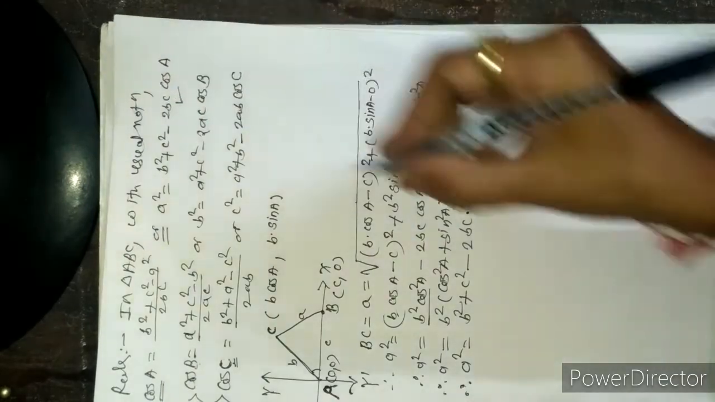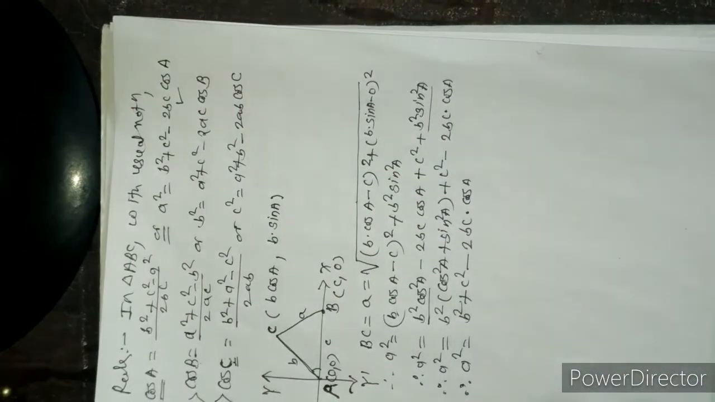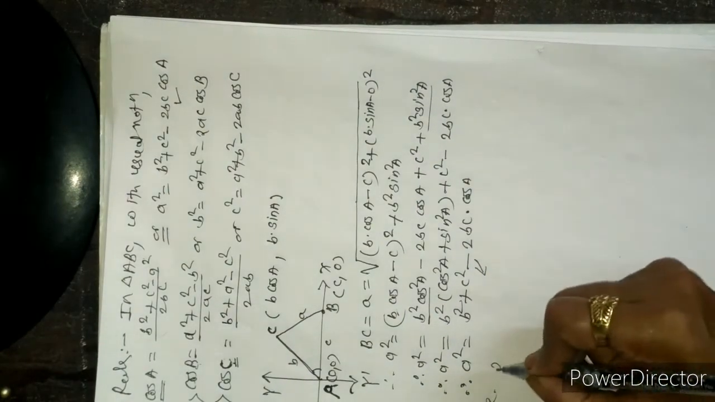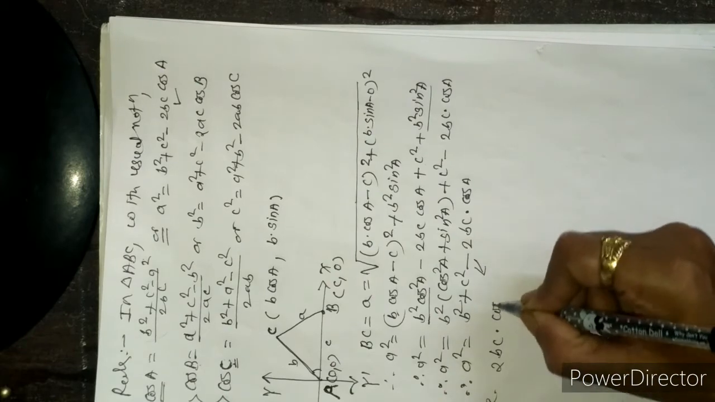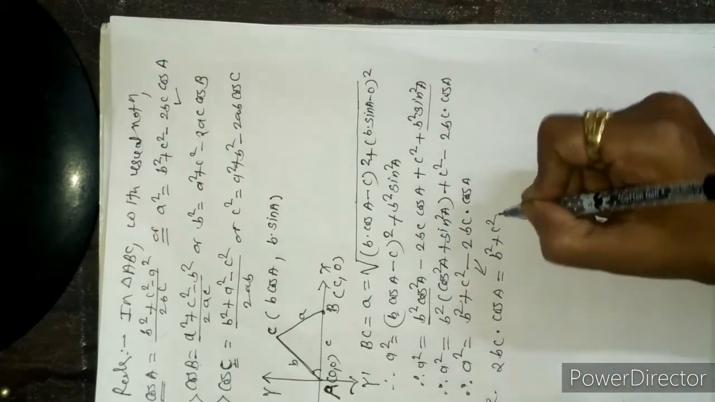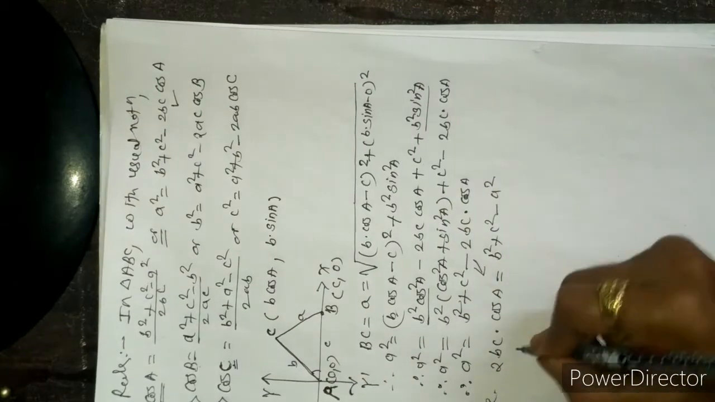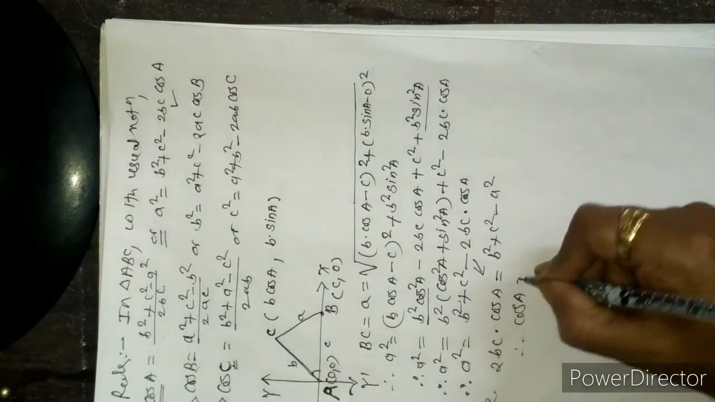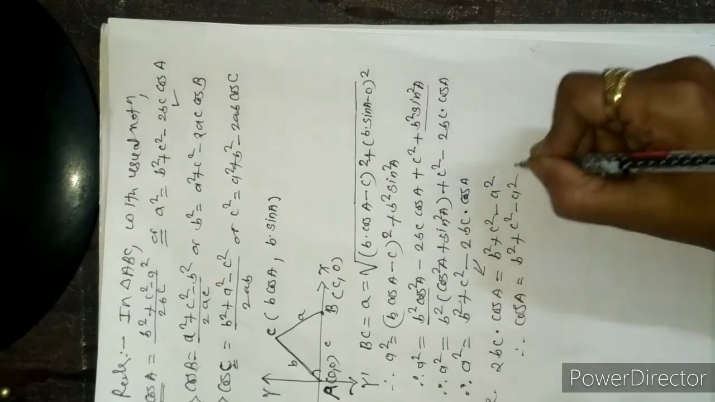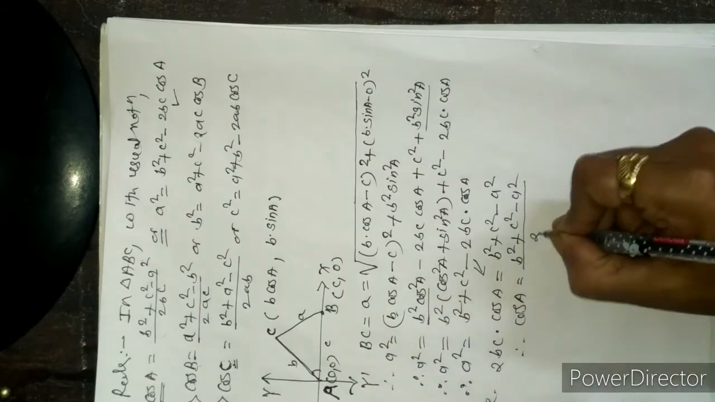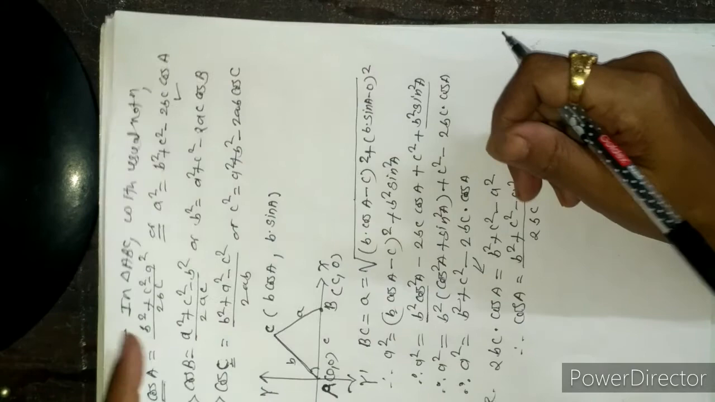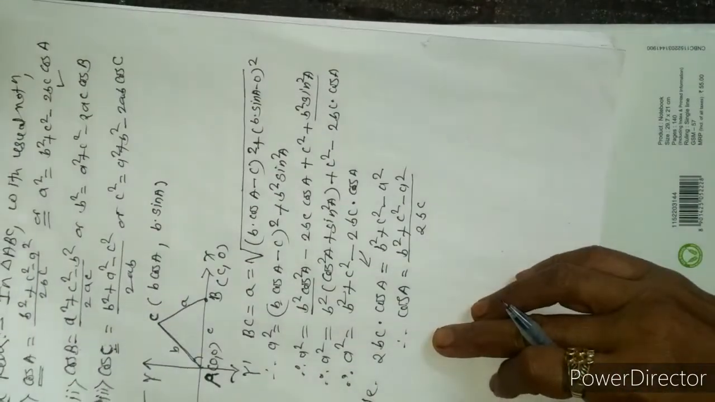So this result is proved here. Now simplification gives, as we transfer this term to the left side, 2BC cosine A is equal to B square plus C square minus A square, and therefore the value of cosine A is equal to B square plus C square minus A square, whole divided by 2 times BC. In a similar manner, we can prove the second and third results.